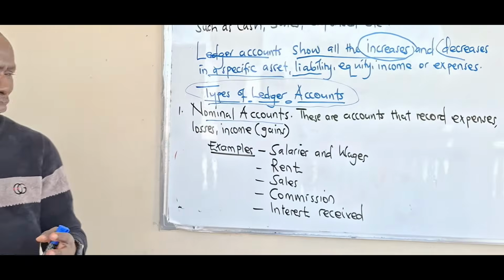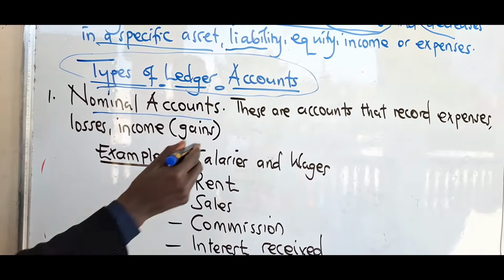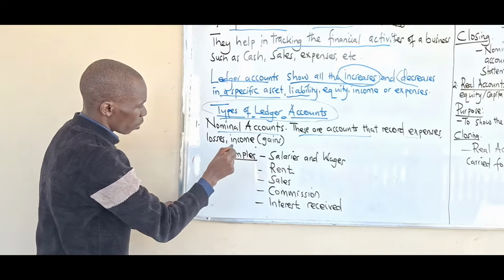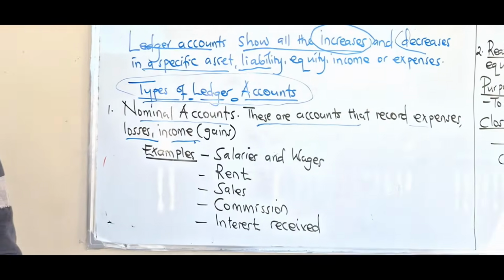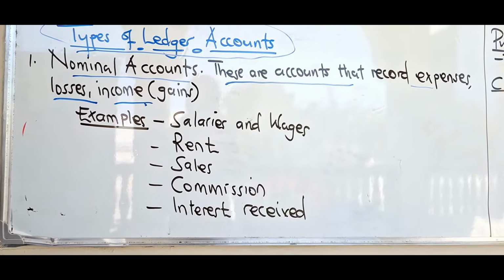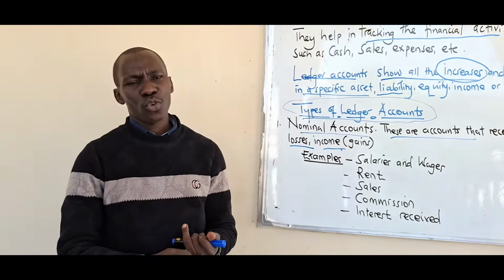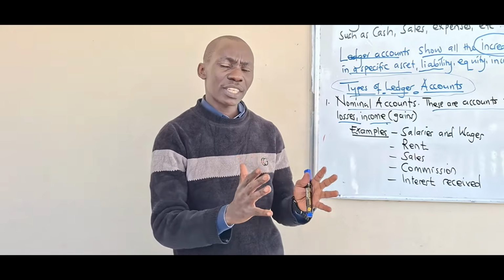You have heard this before. Nominal accounts, we are looking at our ledger accounts that record the expenses, they record losses, income, gains, among others. So whenever you find any account where we have to record expense, which expense could be electricity, could be transport, could be water bills, among others, that is a nominal account.